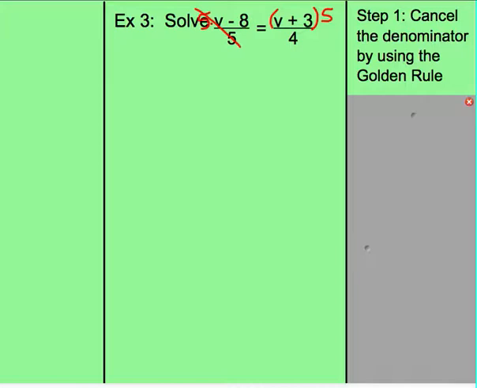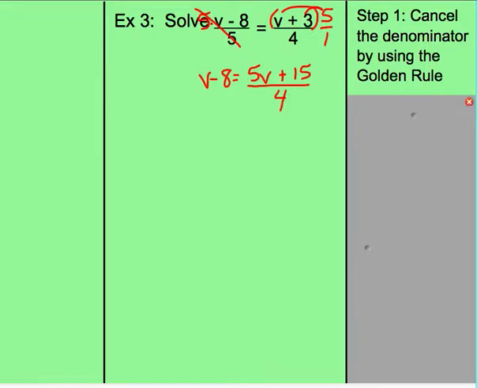Now remember, I'm not multiplying by 5 over 5, I'm multiplying by 5 over 1, so my denominator doesn't change. On the left-hand side, I've got v minus 8. On the right-hand side, when I distribute my 5, I get 5v plus 15 over 4.